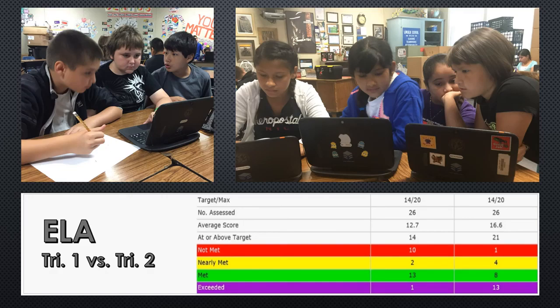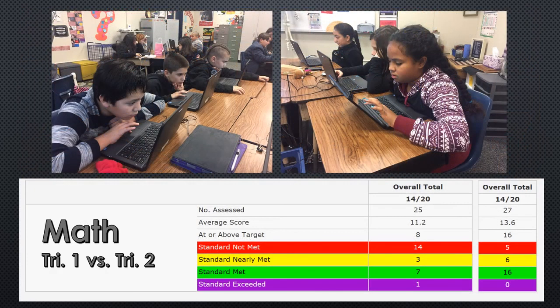And take a look at what happened in our math. I had 14 students who did not meet in the first trimester, and after the Genius lessons, only 5. And I just can't tell you, when you take a look at the students who met and exceeded, I only had 8 in the first trimester, but 16 in the second trimester who met or exceeded. How powerful these lessons can be when students start thinking, you know what, I can do this. I can struggle through something and I can make it.